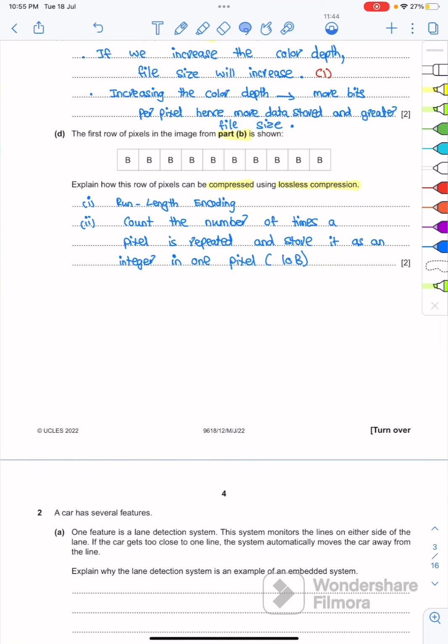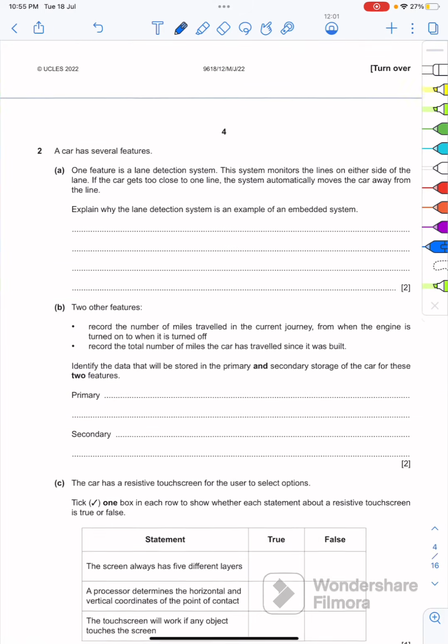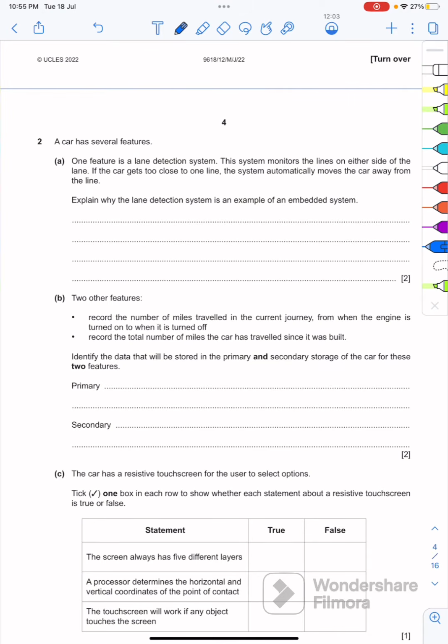So we got 1 mark just for stating the technique used under lossless compression, which was run length encoding, and another mark for just explaining it, right? And the grammar is not really weighted that much. As long as you're making sense to the examiner, you'll get that other mark as well, right? So now moving on to question 2, we get the pace up a bit.